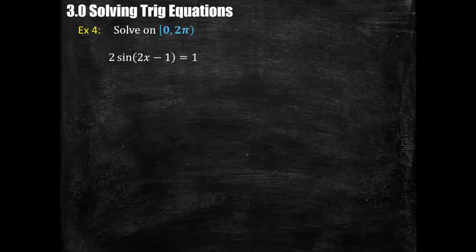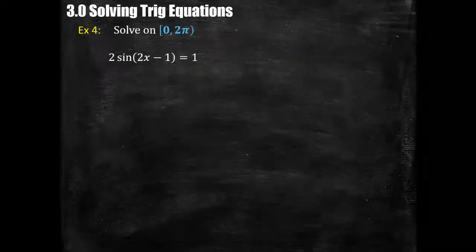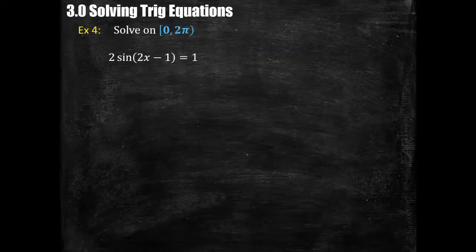So right away, do I see any restrictions? No, I don't think so. But sine of 2x minus 1. Now that whole thing is the arc. What do I do with this? You know what? I'm just going to start it off and do what I know, and I'm going to divide by 2. Okay, so I've got sine of 2x minus 1 equals 1/2.